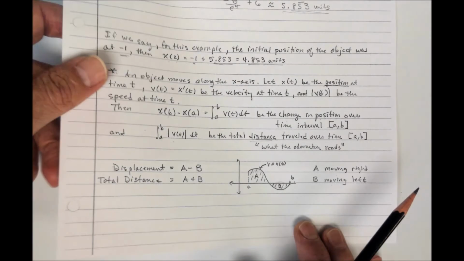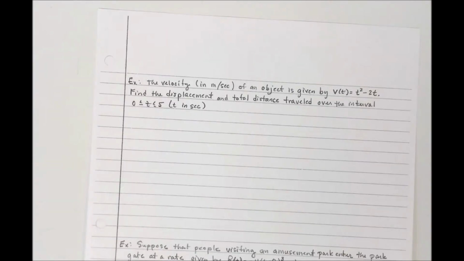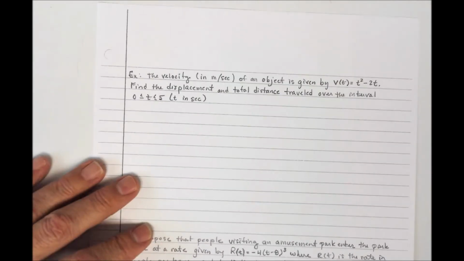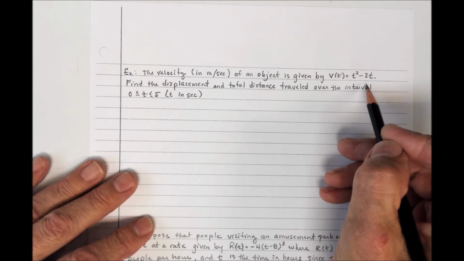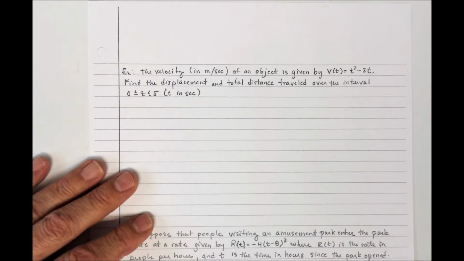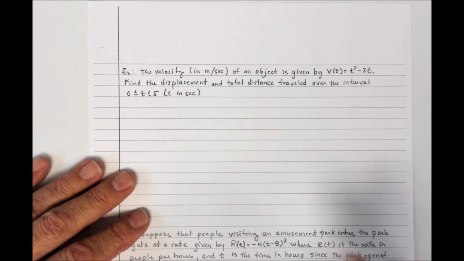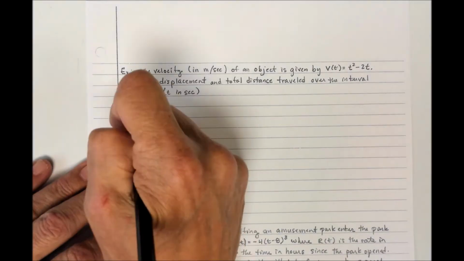So let's try it with an example. If the velocity in meters per second of an object is given by v of t equals t squared minus 2t, find the displacement and the total distance traveled over the interval from 0 to 5, where t is in seconds.